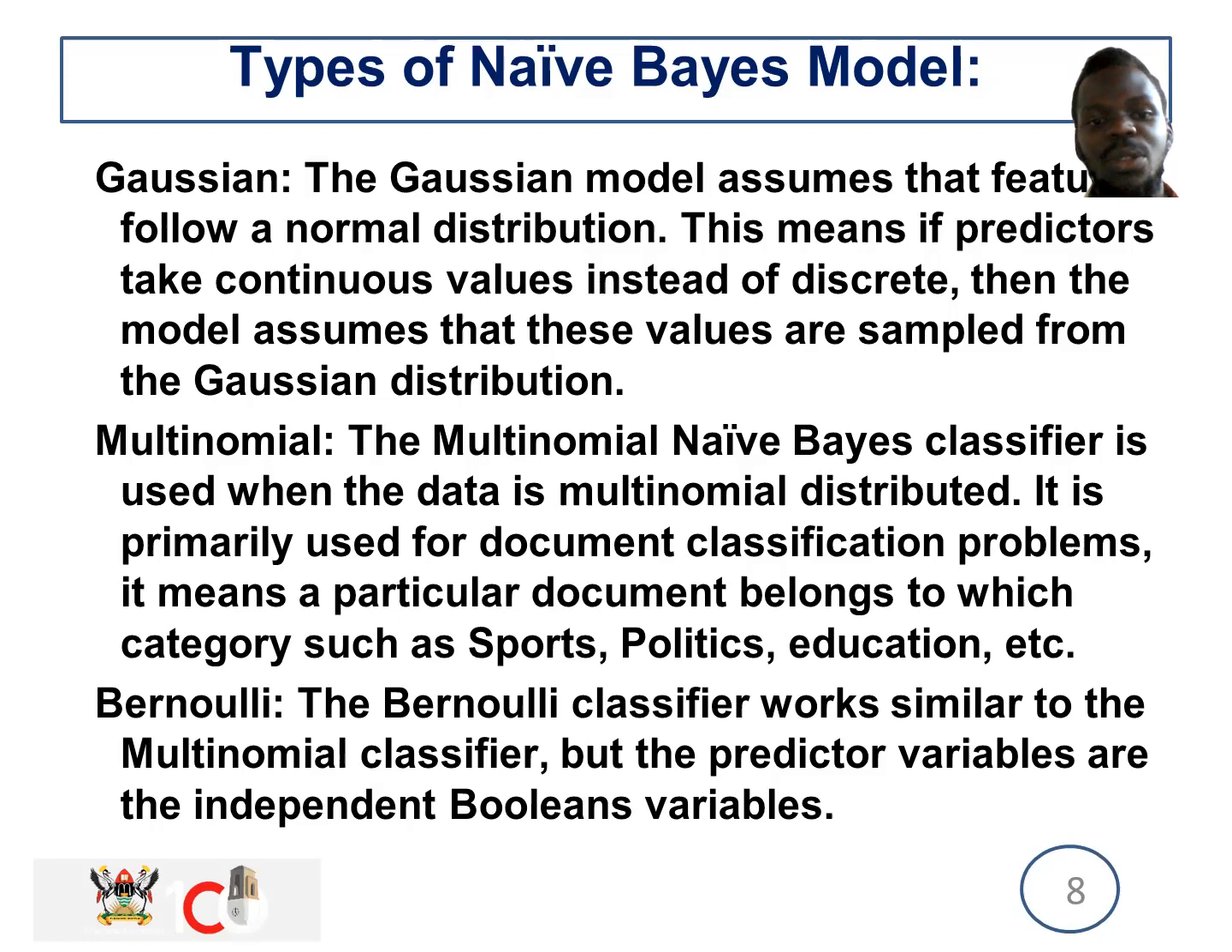It's a classifier used when the data is multinomially distributed. It's mostly used for document classification problems. It means a particular document belongs to a different category. And then the Bernoulli classifier is similar to the multinomial classifier, but the predictor variables are independent.